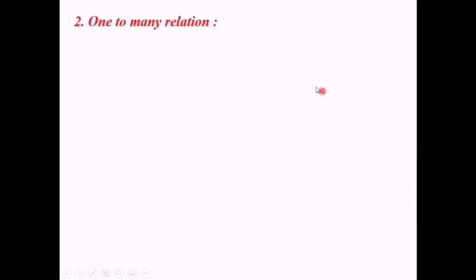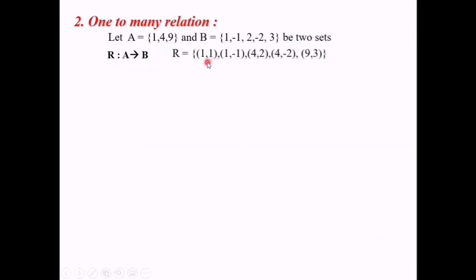Another type, one-to-many relation. Here there are two sets. A has its elements 1, 4, 9. B has its elements 1, minus 1, 2, minus 2, 3. Relation is from set A to set B. And its ordered pairs are (1, 1), (1, minus 1), (4, 2), (4, minus 2), (9, 3).